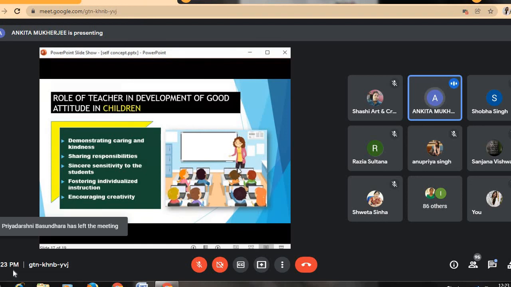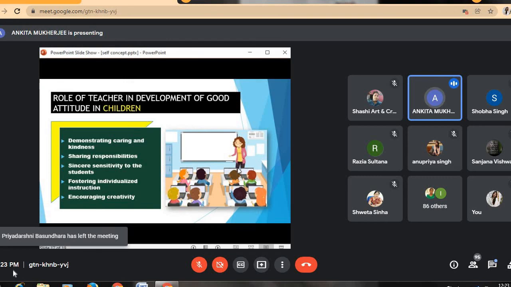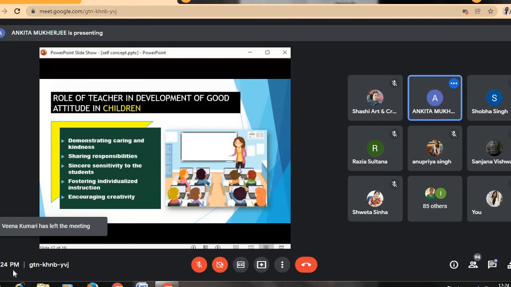Then fostering individual instruction, this is very important. We have to give individualized instruction because we are in a surrounding where a lot of children come. We are in a school where individual differences are welcome. So we have to understand that not every student will understand what I am teaching. Maybe some of them will understand in another way. So we have to give individualized instructions. We should always encourage creativity. Creativity is very important, and for that we should always encourage it.